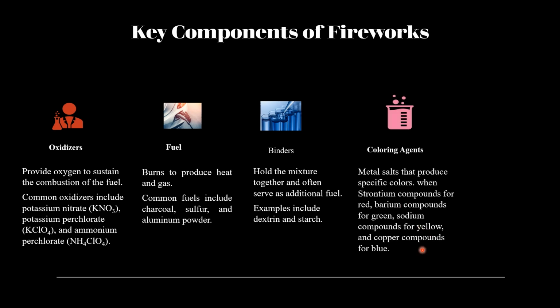How do the colors arise in fireworks? Coloring agents. The metal salts produce specific colors when, for example, sodium, strontium, or barium, different metal salts, are heated. So they produce specific colors. For example, strontium compounds produce bright red colors and copper compounds produce bright blue colors.